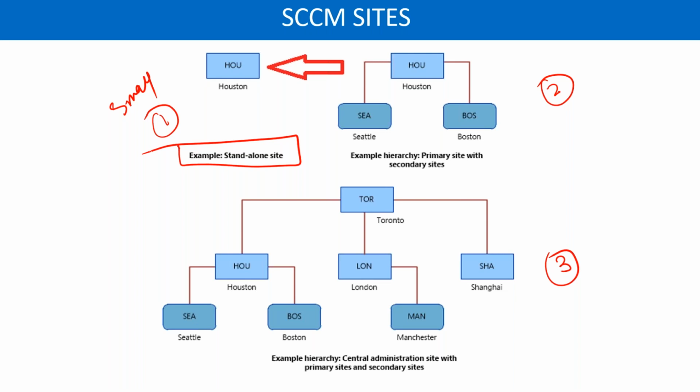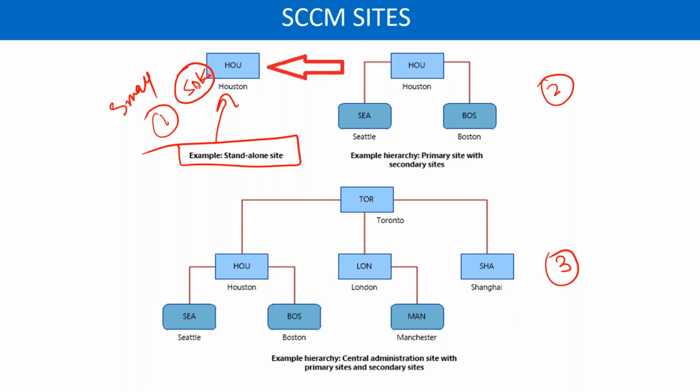Suppose you only have one office without any branch offices. So you don't need central, you don't need secondary, you just need one primary site, and that primary site will be managing all the devices in that location. For example, if Houston has 50,000 devices, that primary site will be managing all those 50,000 devices.